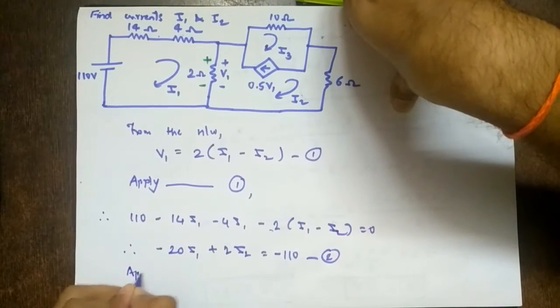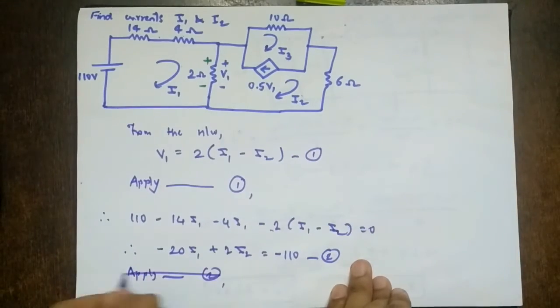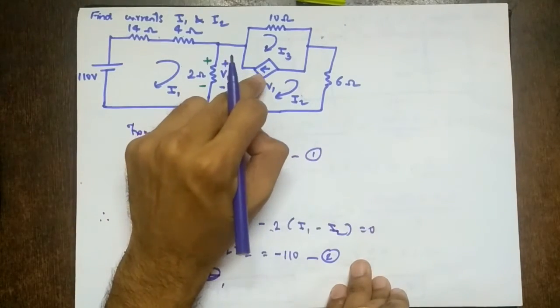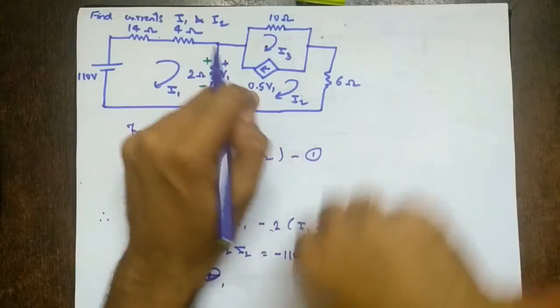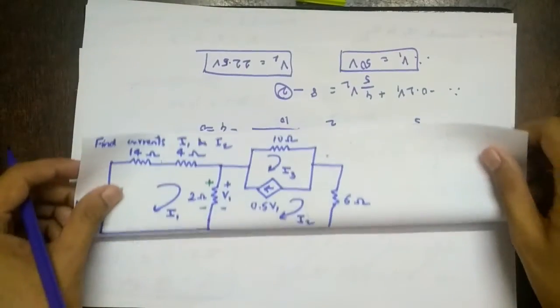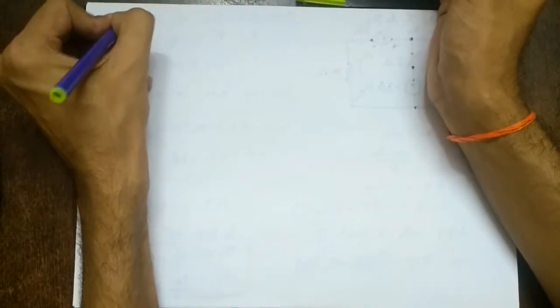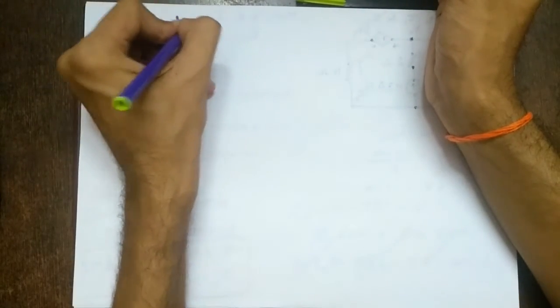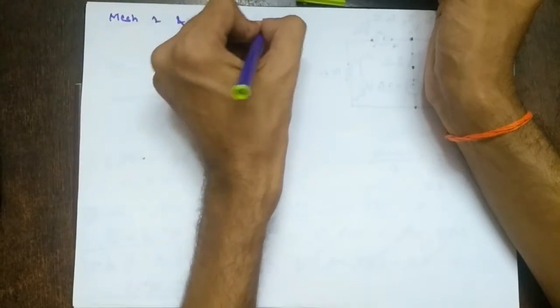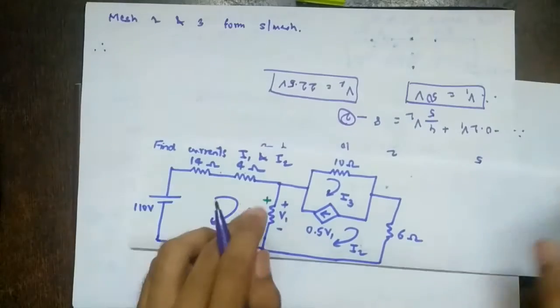Then apply KVL to mesh 2. But can we apply? We cannot apply because there is a current source. Even though dependent, this also forms a super mesh. So what will we write? So we will write mesh 2 and 3 from super mesh. So therefore, what will it be?